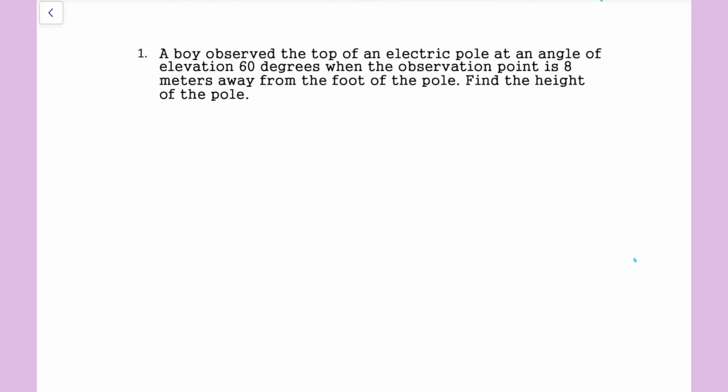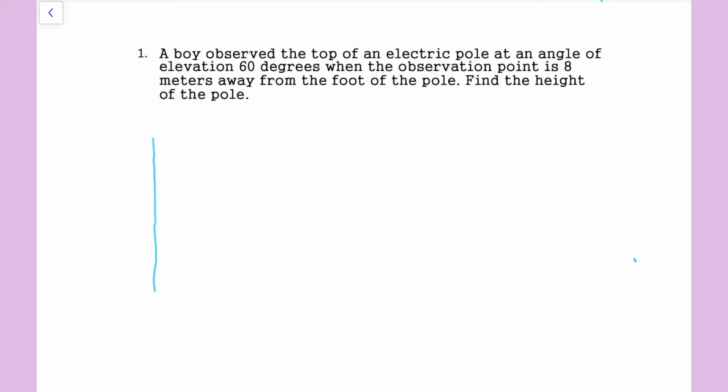A boy observed the top of an electric pole at an angle of elevation 60 degrees when the observation point is 8 meters away from the foot of the pole. Find the height of the pole. Okay. A boy observed the top of an electric pole.